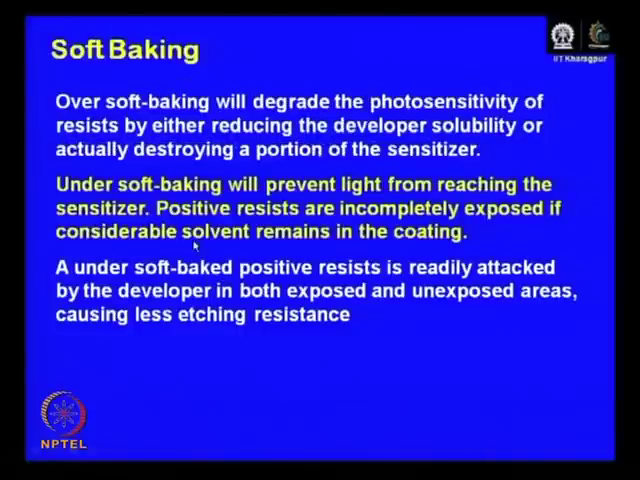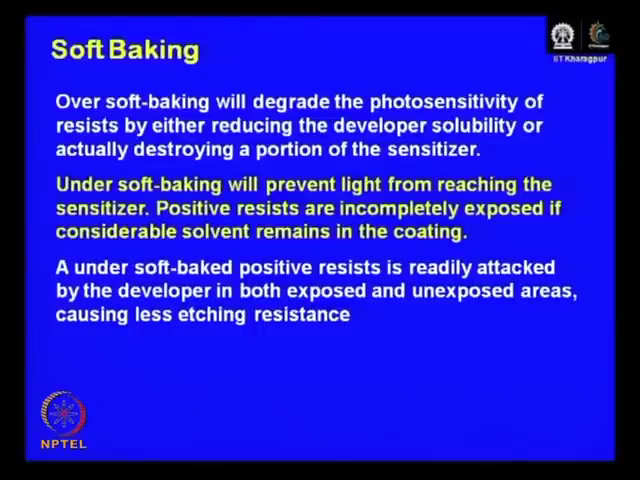Now, a couple of things. Over soft baking will degrade the photosensitivity of the resist, either by reducing the developer solubility or by actually destroying a portion of the sensitizer. We already know that a photoresist has a sensitizer, which is essentially responsible for the photoactive properties, and if you over bake it, due to the prolonged exposure to heat, the photosensitizer will get damaged.